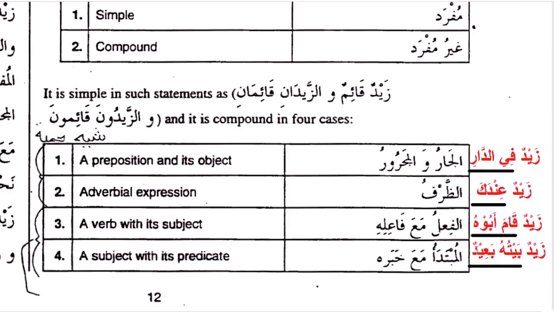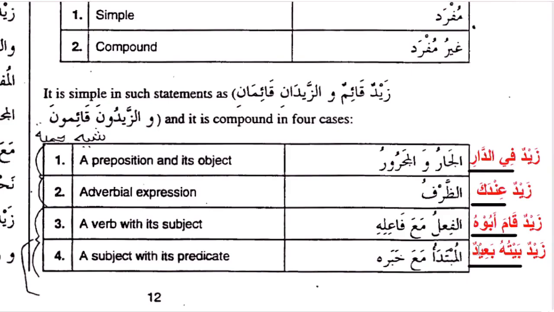Now, if you observe, they are all not one word. Fiddar is two words. Indaka is two words, that's mudaf and mudaf ilayhi. We have inda and then we have ka here. So it's not one word here. Then qama abuhu is also not one word. Then baytuhu ba'idun is also not one word.